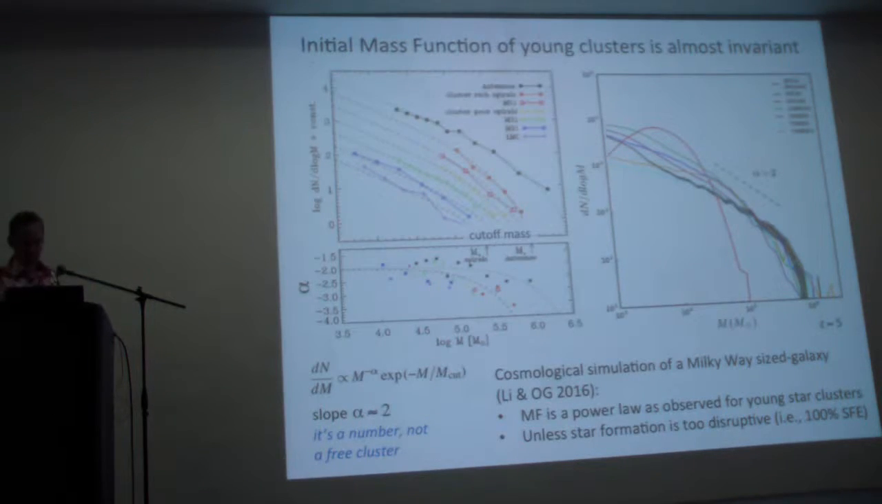It's about -2. There is some truncation mass here, but the slope is very steady. It does not vary with the galaxy. There are several examples of regions inside our galaxy and in nearby star-forming galaxies, interacting galaxies, starbursting galaxies. They all have the same mass function of their young star clusters.